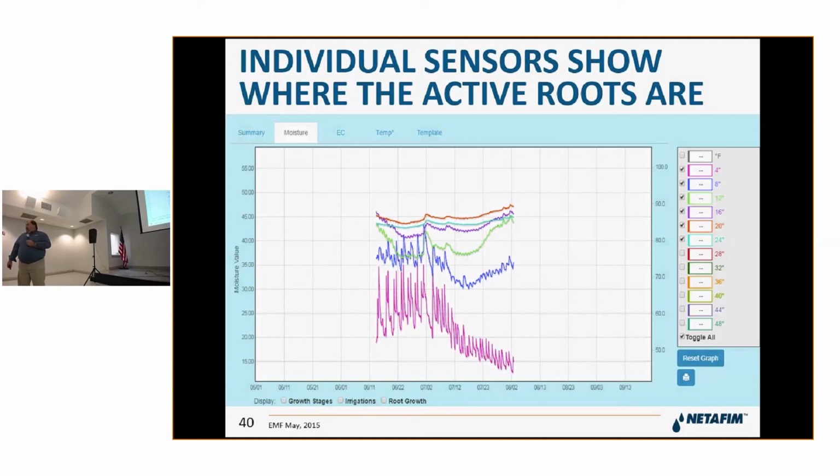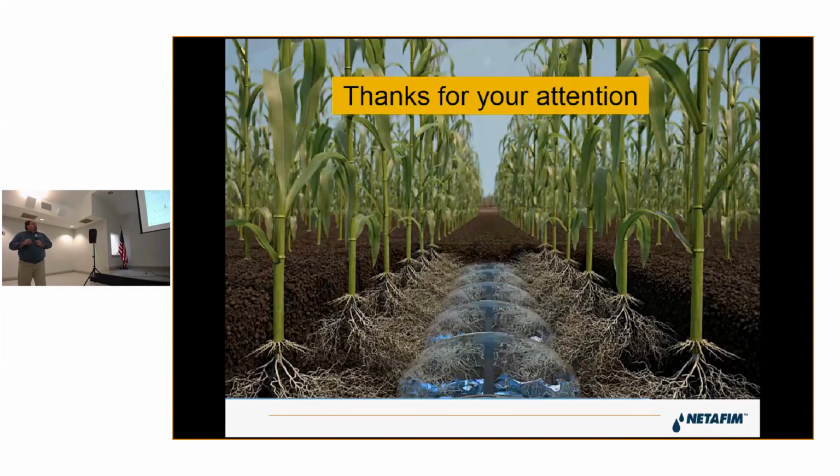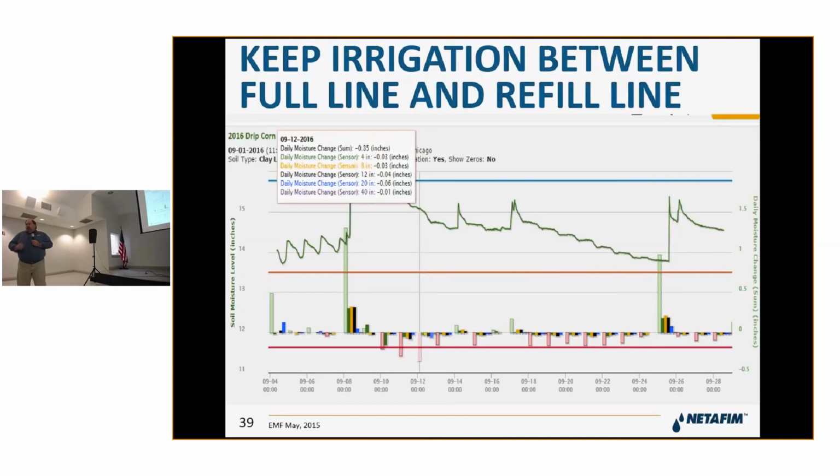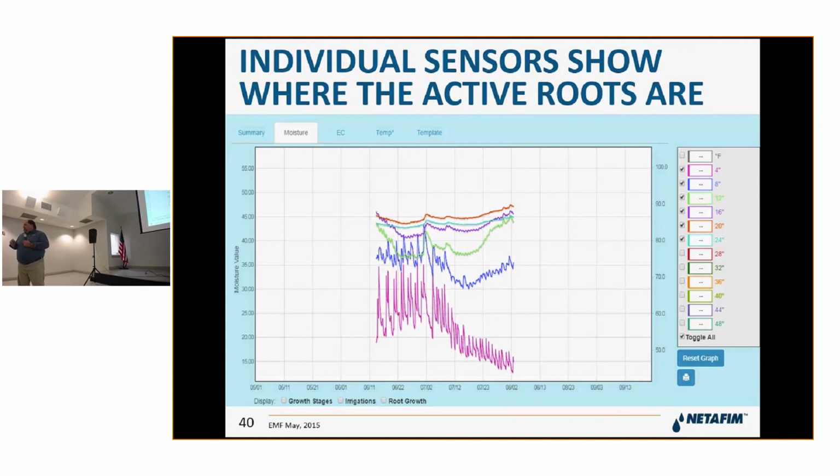So at this stage of growth, I need to be irrigating to where those roots are. Understanding that, and understanding where I'm at on my chart, my refill line and my full line. Does that make sense? Having a sensor that gives me a summary graph of the right sensors for what growth stage we're at, and having one that has individual sensors, is what I'm going to be looking at to schedule my irrigation. That make sense? Questions about any of that?